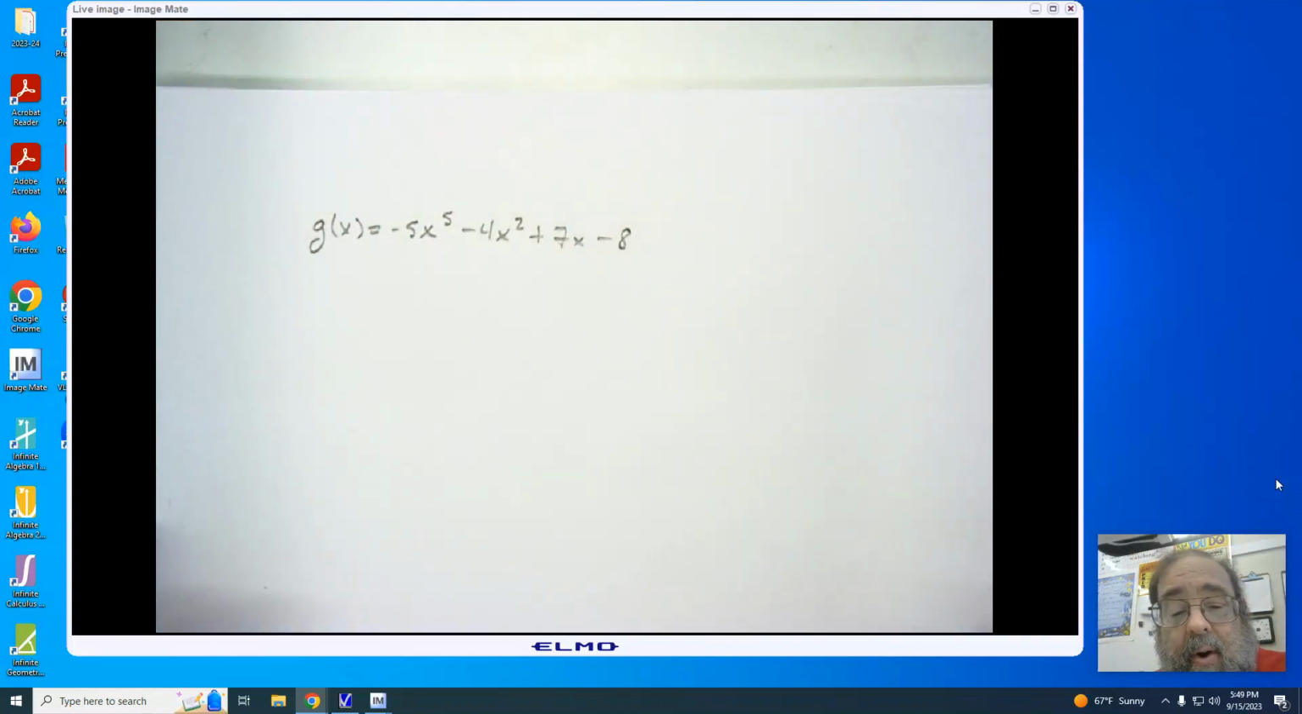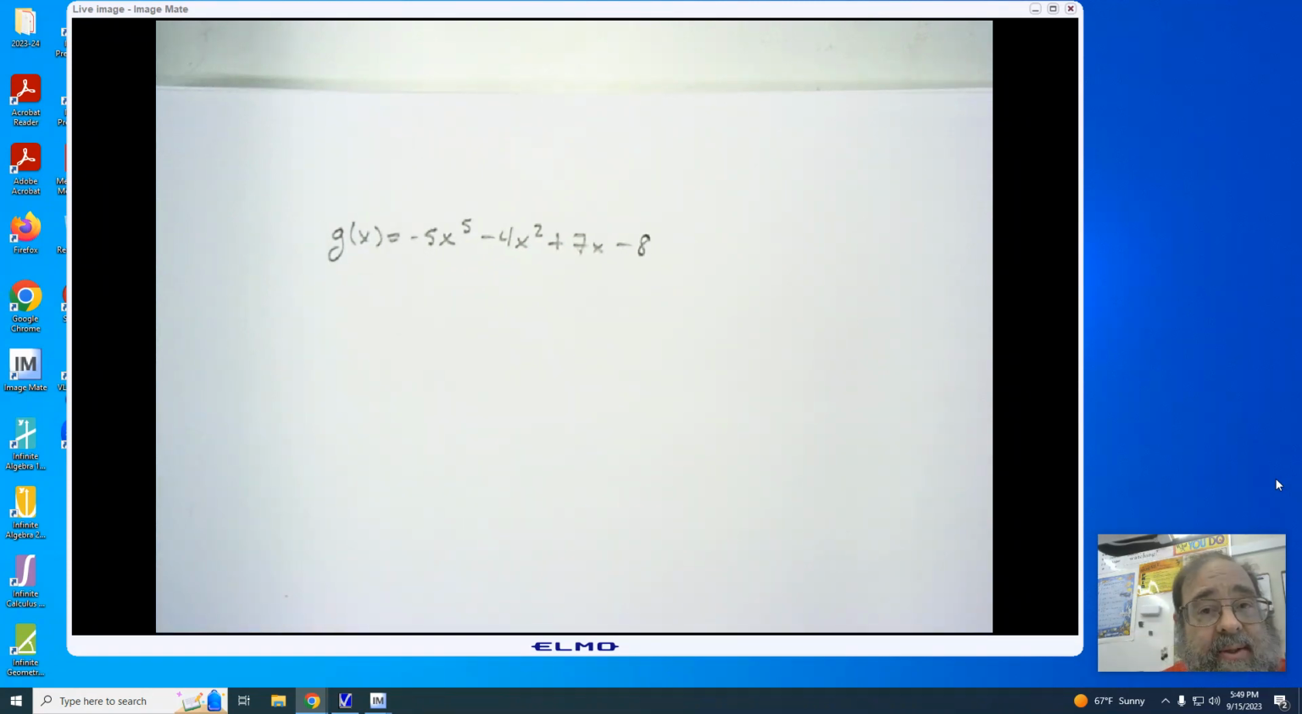Today I'm going to be going over nested form and how it relates to synthetic division. Nested form is where synthetic division actually comes from, and it's an act of factoring out common factors. So I have a problem in front of us right now. g of x equals negative 5x to the fifth minus 4x squared plus 7x minus 8. And we are going to use nested form in order to find it.